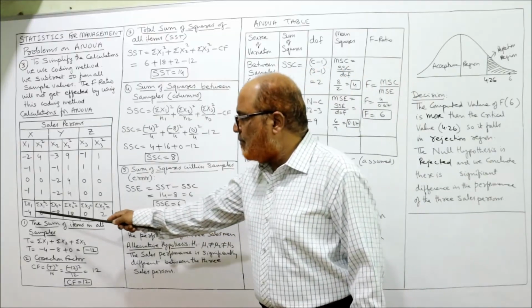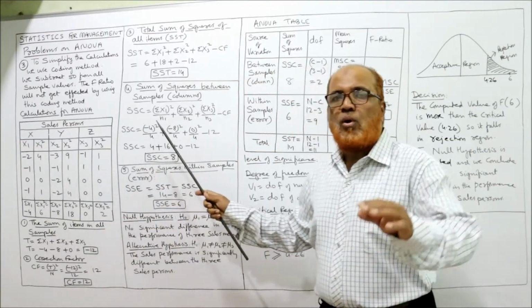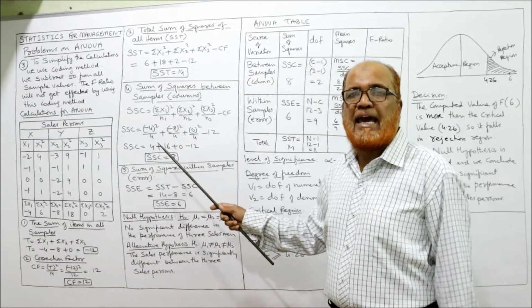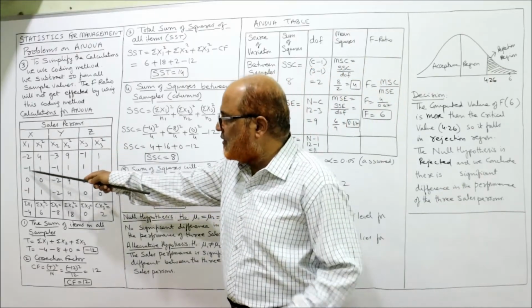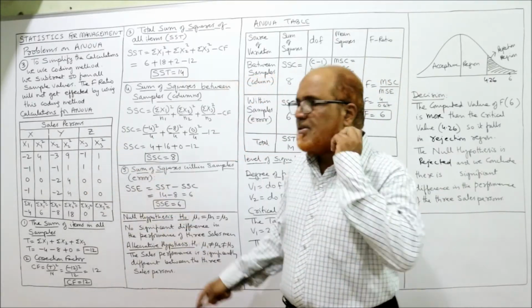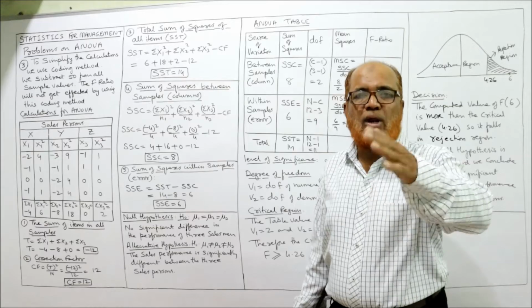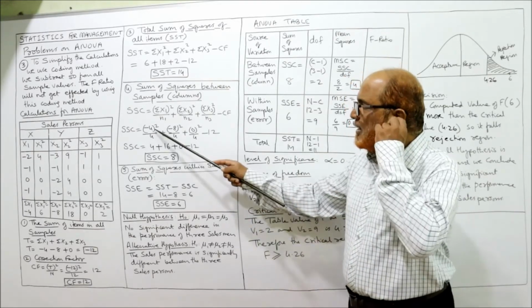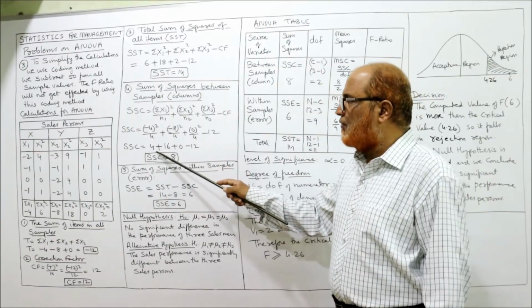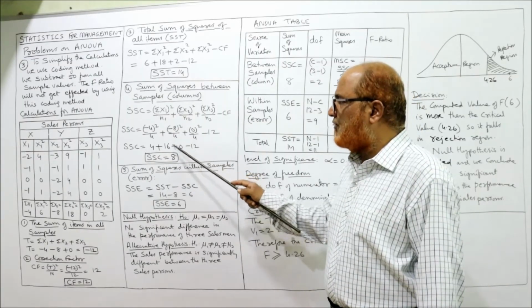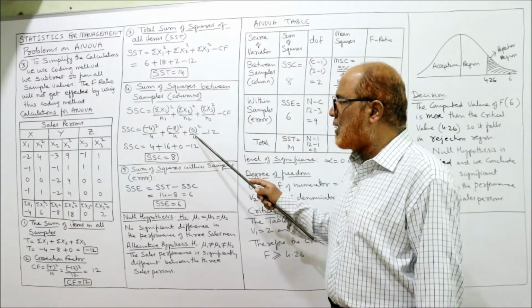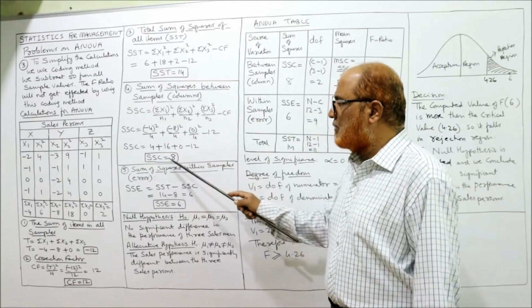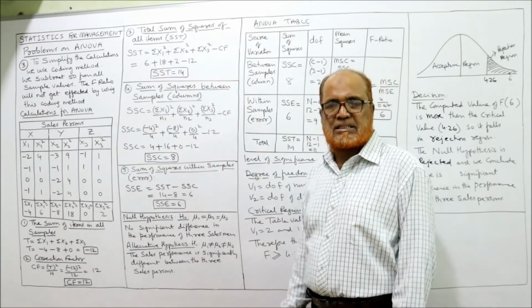What is summation x1? Minus 4. So minus 4 whole square divided by n1. N1 means how many items are there? 4 items are there in every sample. So n1 is equal to 4, n2 is equal to 4, n3 is equal to 4. Minus 4 whole square divided by 4 gives 4. Minus 8 whole square divided by 4 gives 16. 0 square by 4 is 0. Minus 12. So SSC we got is 8.